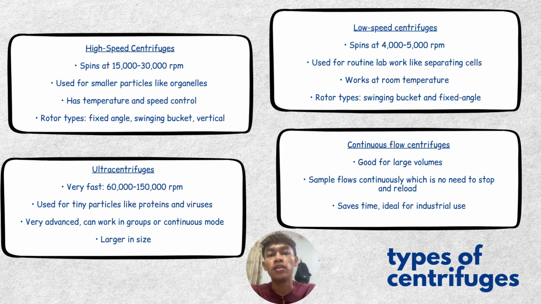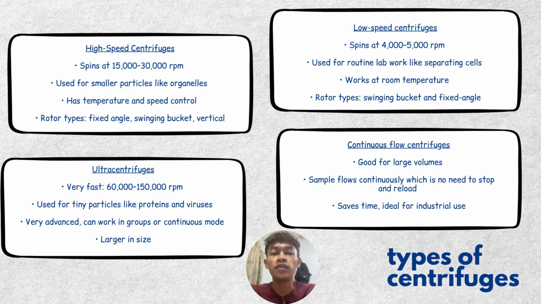The third one, we have the ultracentrifuge, which is the most powerful one, and it can reach speeds from 60,000 to 150,000 RPM. It's used to separate very tiny things like proteins and viruses. It's more advanced and can be run in batches or continuously.